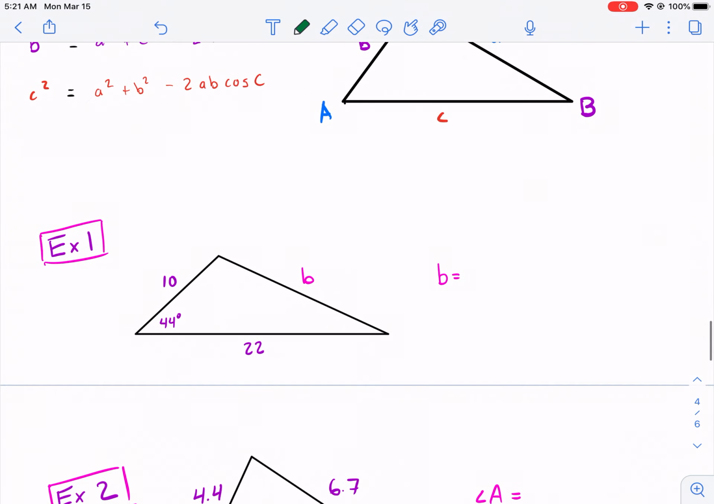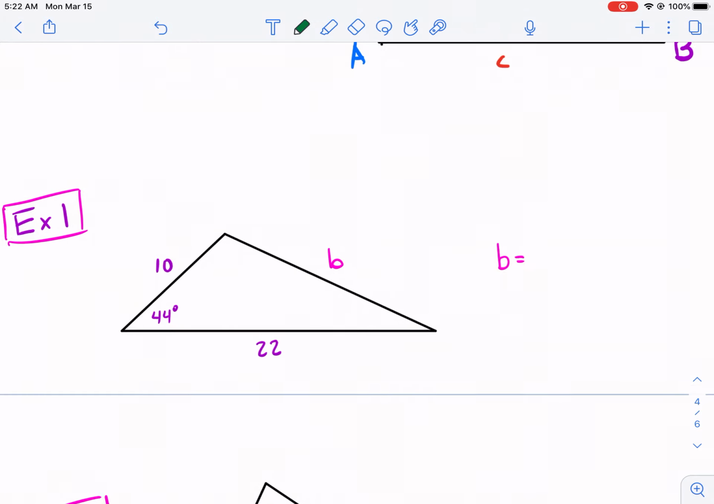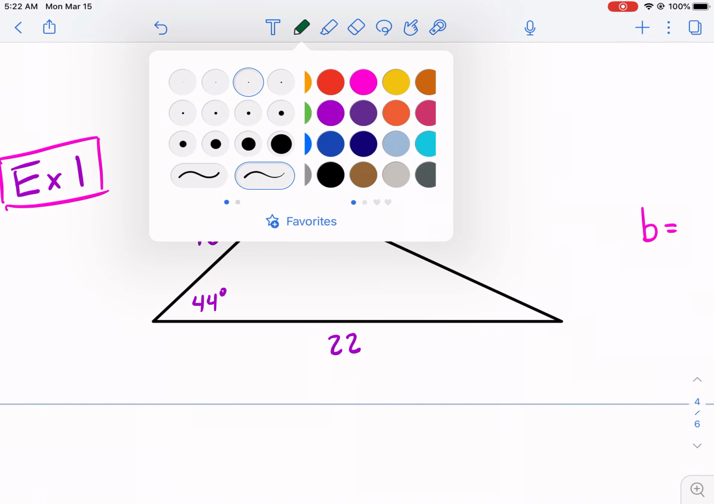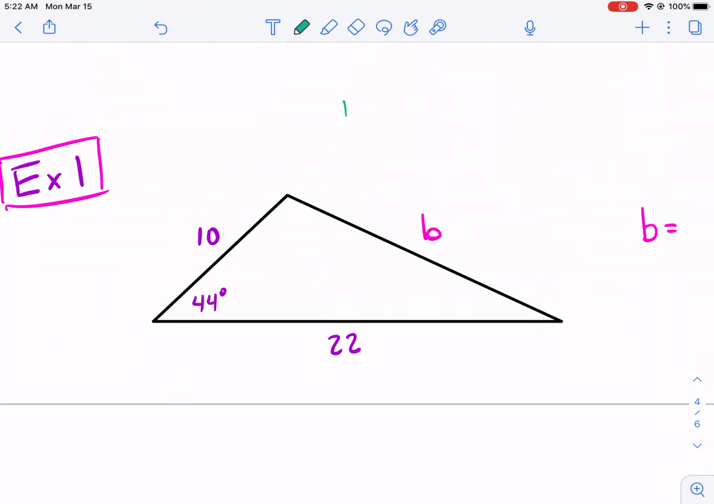So our first example, we have three measurements here. We have a side angle side going on, and we're trying to find the opposite side B. So what do we do from here? Well, the first thing I would do is label. That's always going to be our first step. So number one, we are going to label.